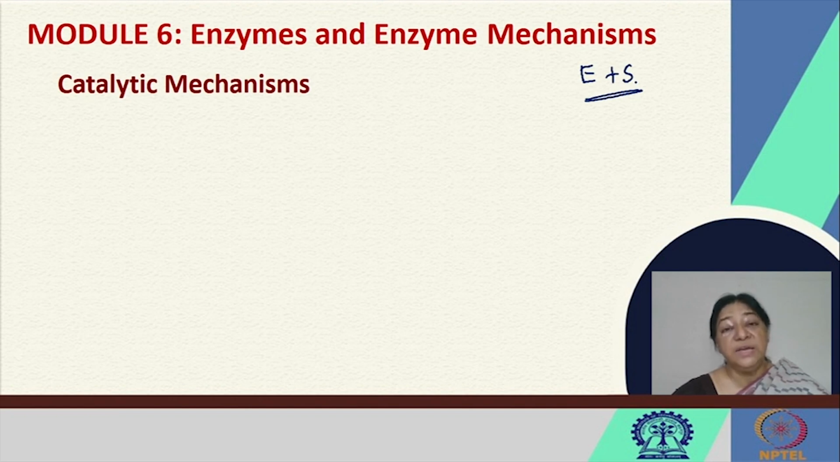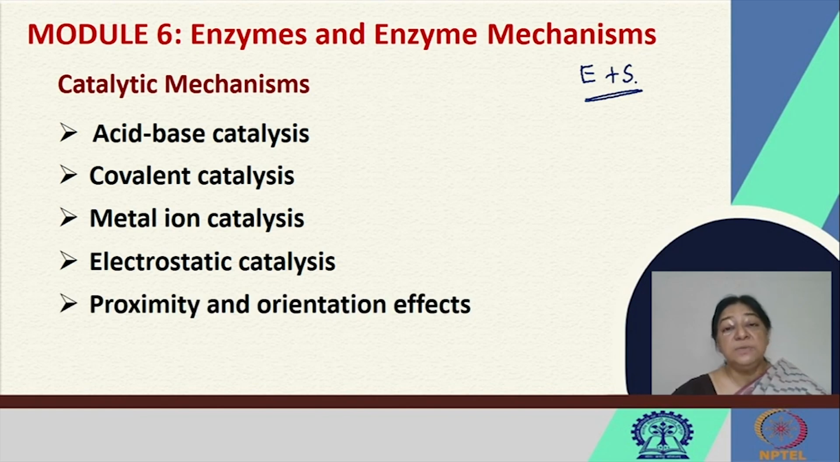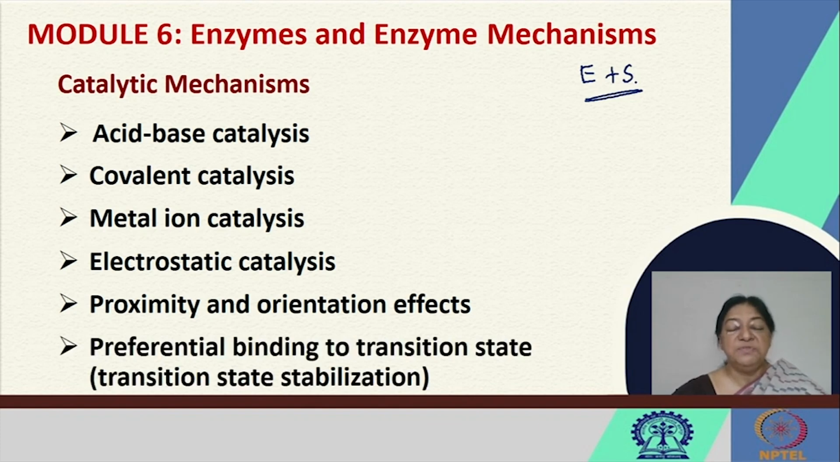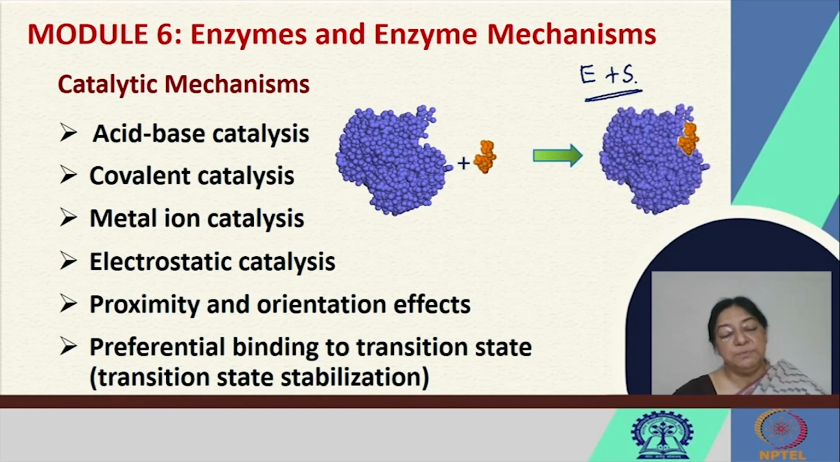Nevertheless, the molecular recognition that is so important is very specific to the nature of the active site of the protein and the nature of the substrate. And we realized that the catalytic mechanisms could be of different types. We could have acid-base type, covalent type, metal ion catalysis, electrostatic catalysis, and proximity and orientation effects that were important in the recognition of the ligand, in this case the substrate, with the protein, the enzyme. And we have the preferential binding to the transition state, as we looked at the specific types of formations of the enzyme substrate complexes.